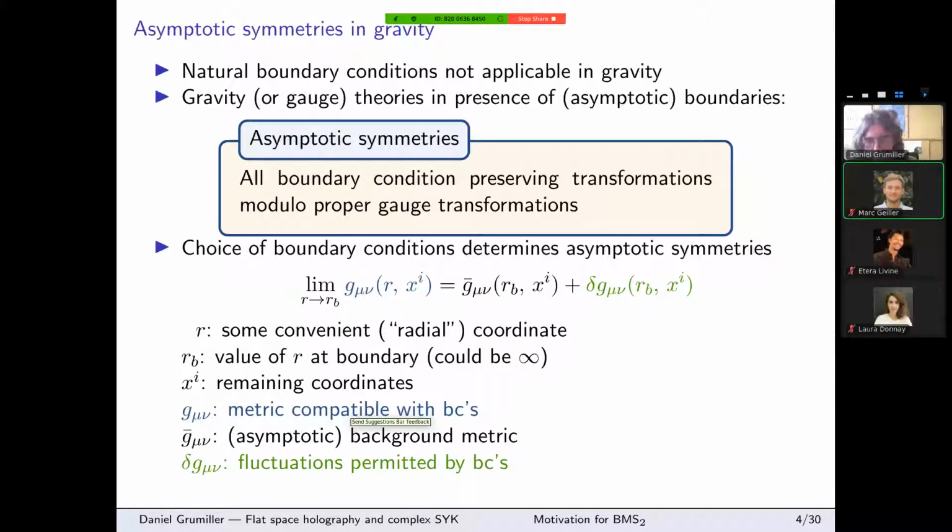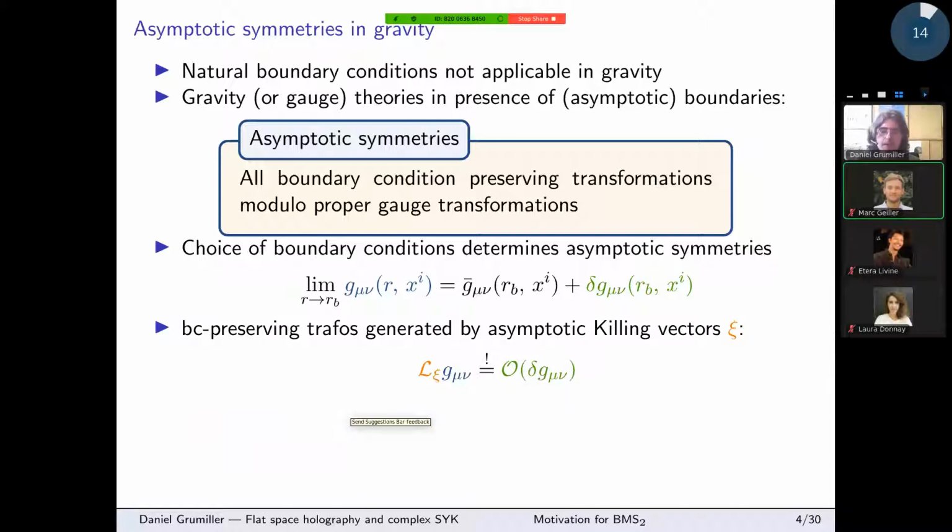The boundary condition preserving transformations are then generated by so-called asymptotic Killing vectors xi, which are defined by the following equation. If you act along this vector field xi with the Lie derivative on any metric that is compatible with the boundary conditions, then the result must either be 0, or if it's not 0, it must be of the order of the allowed fluctuations. So as opposed to ordinary Killing vectors, you can have infinitely many Killing vectors, even in low dimensions.